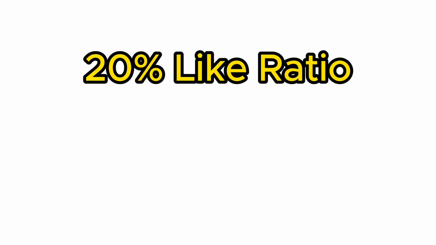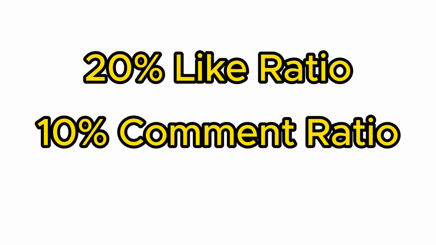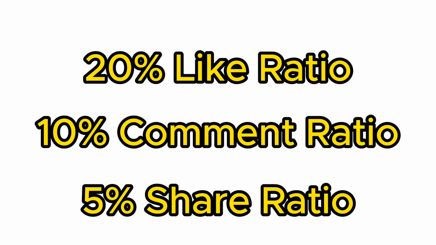But if you don't want to do that, you could overwhelm the algorithm by getting one of the following. One, a 20% like ratio. Two, a 10% comment ratio. Three, a 5% share ratio, or you could get 20% of the people watching your content to re-watch the video. If you get any of those things to happen, it's going to drastically increase your odds of going viral.